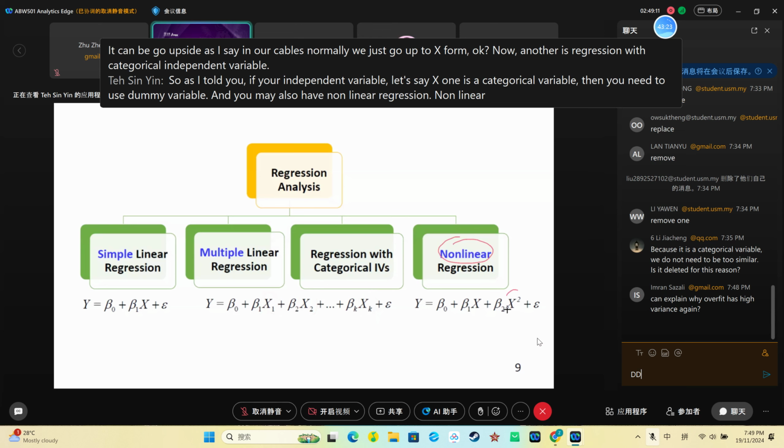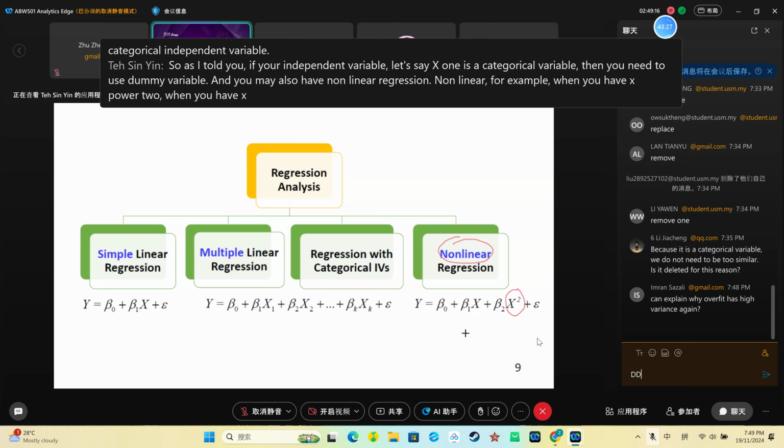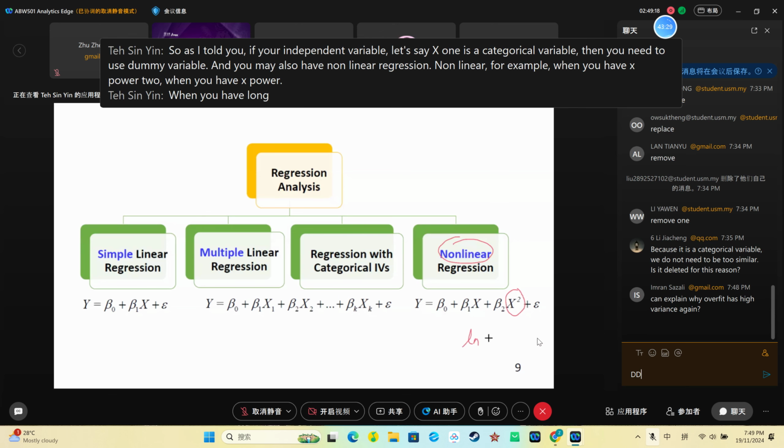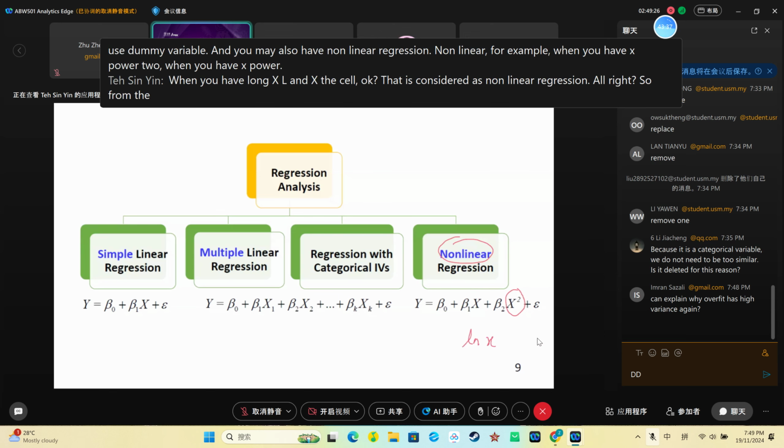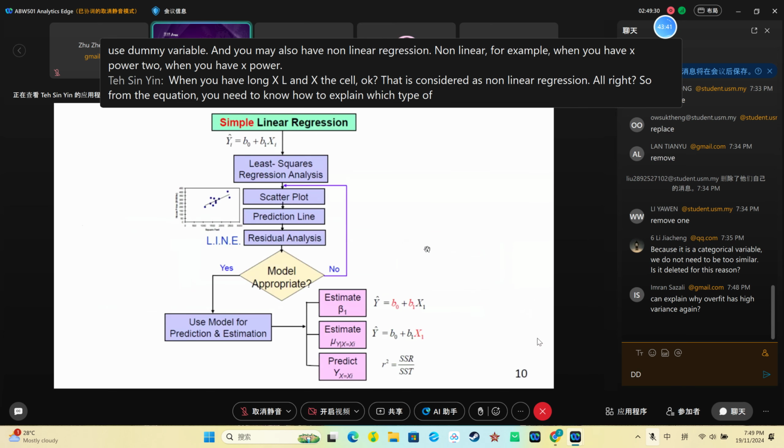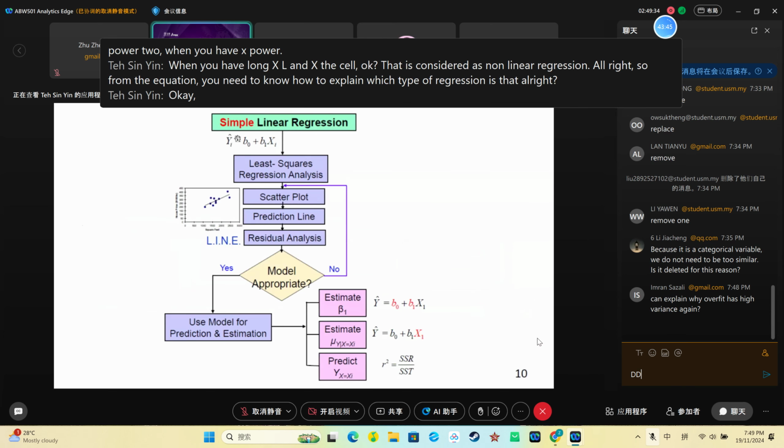Non-linear, for example, when you have X power 2, X power 3, or ln X. That is considered non-linear regression. From the equation, you need to know how to explain which type of regression it is. Okay, so now, simple linear regression.